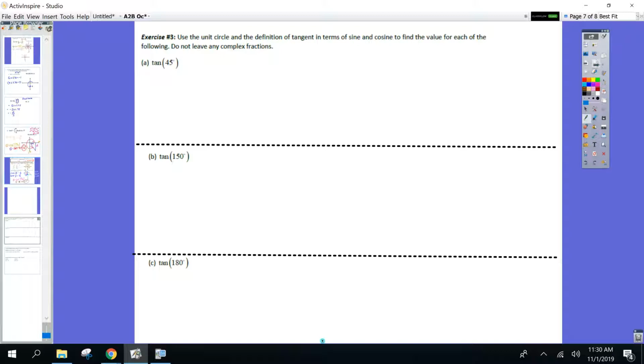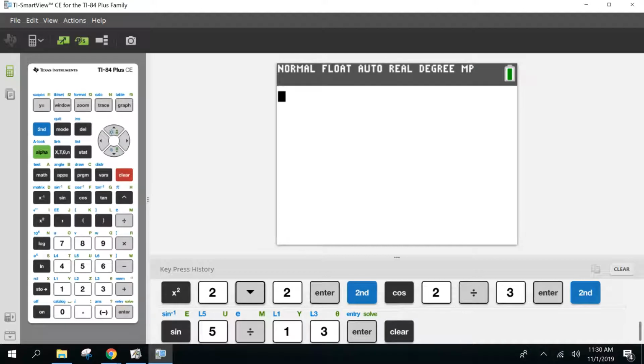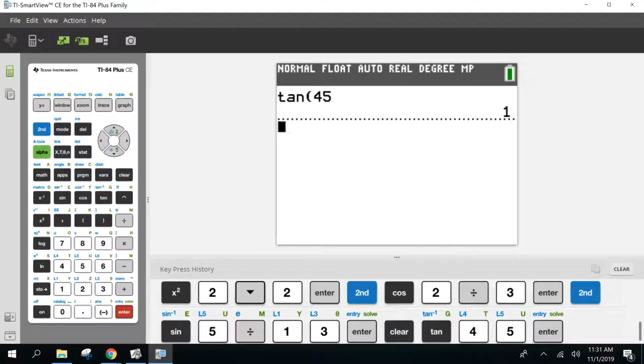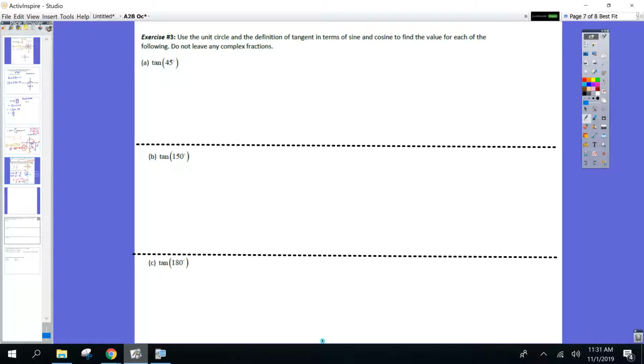Exact value again, but now with tangent. Tangent of 45, I get it. You're just in the habit. Tangent 45, okay, it's 1. You got me there. I would have liked to have done it algebraically, but hey, you check it on your calculator, it's 1. Great, you can use your calculator for that one, but not for tan of 150.